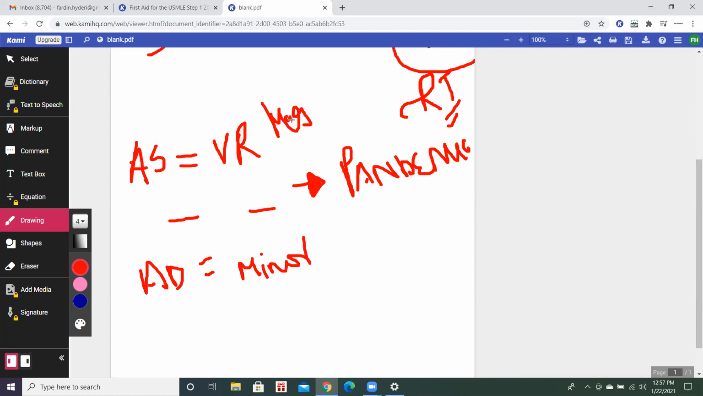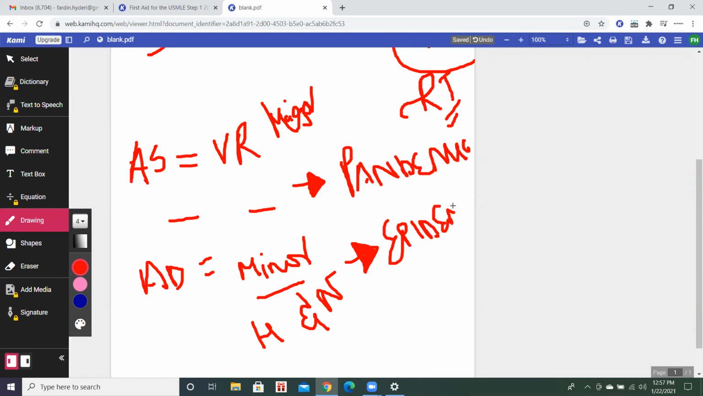Where does the change happen in antigenic drift? The change happens in hemagglutinin and neuraminidase. As a result, you have epidemics, not pandemics. Okay, are we clear? Are we clear about this?